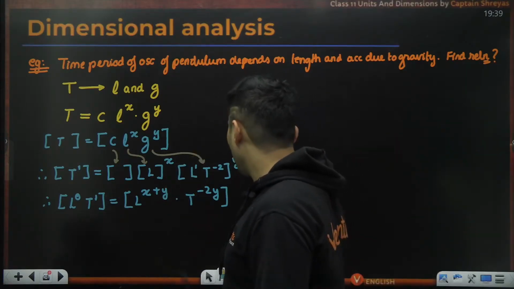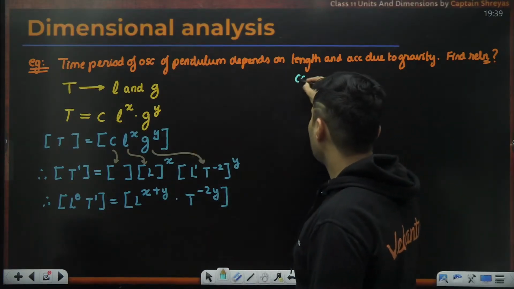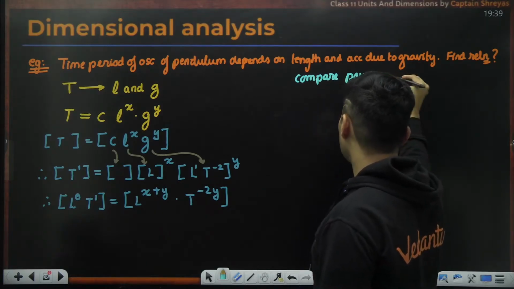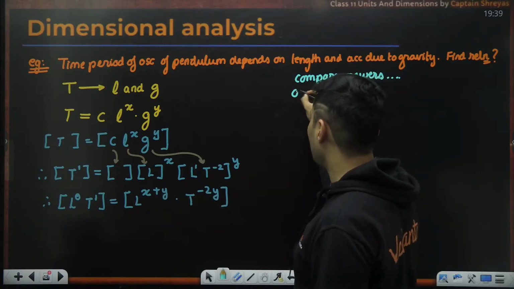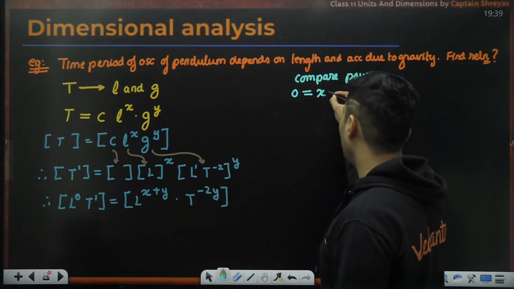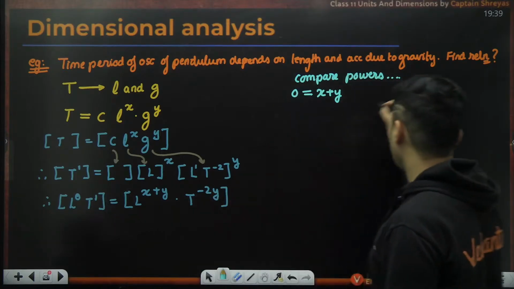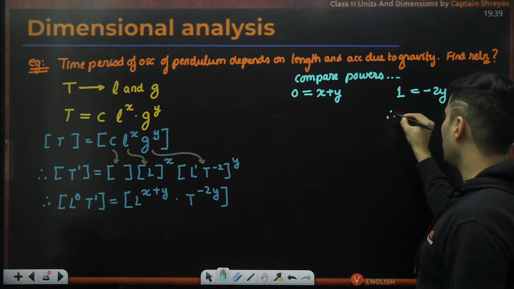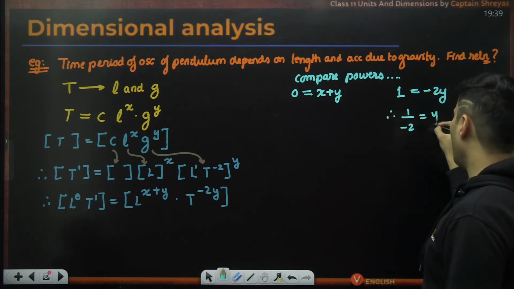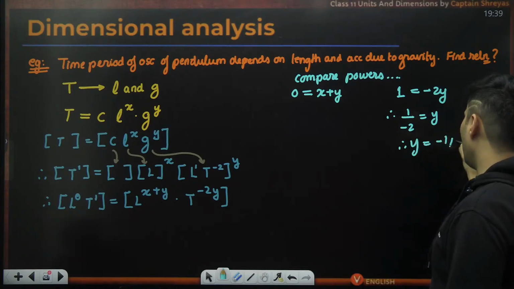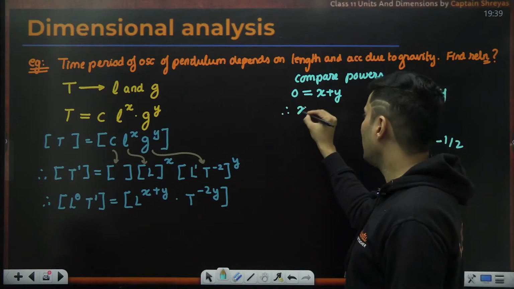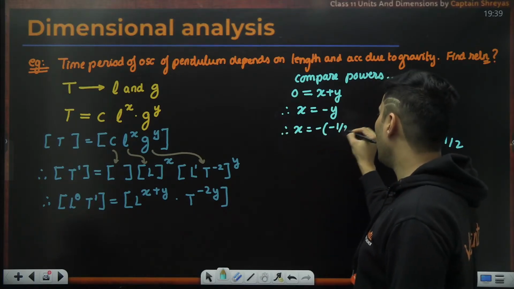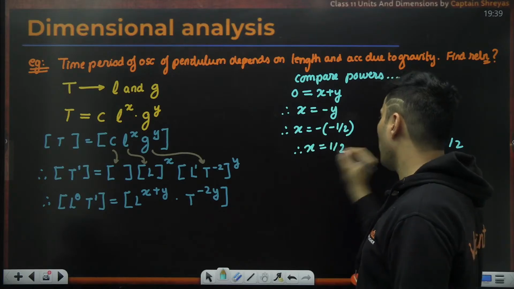Okay. Now just do the comparison. Compare the powers of similar dimensions. The power of length on one side is 0. On the other side it is x plus y. Here, the power of time is the number 1. Here, it is negative 2y. So this will be 1 by minus 2 is equal to y, or y is equal to negative half. If you substitute it over here, x will be negative y. So x will be negative of negative half. Therefore, x will be positive half.